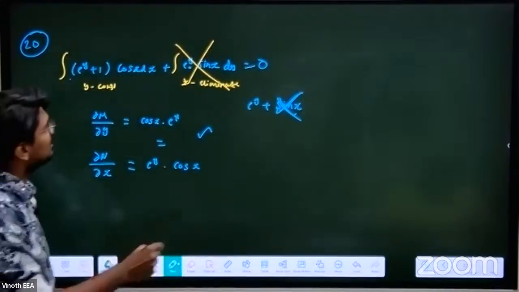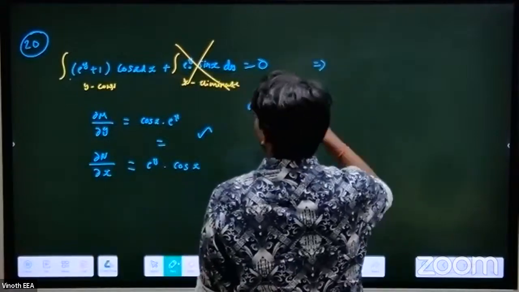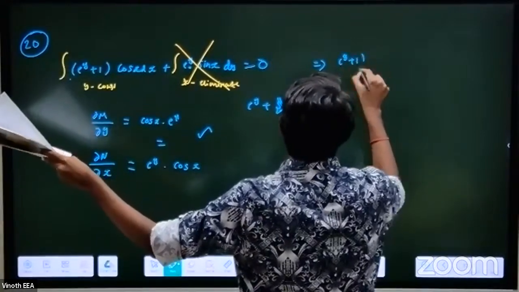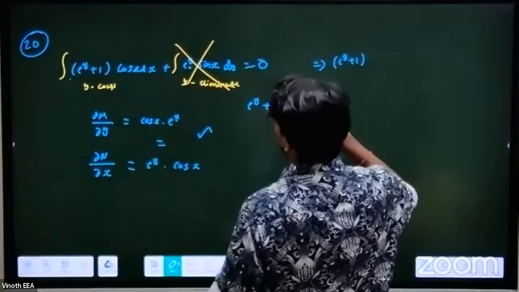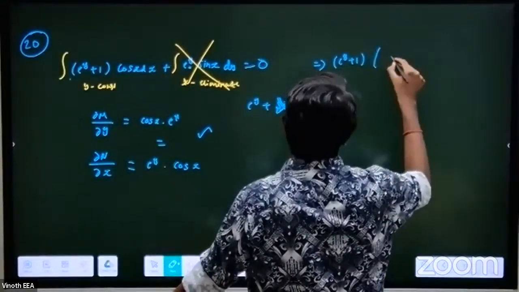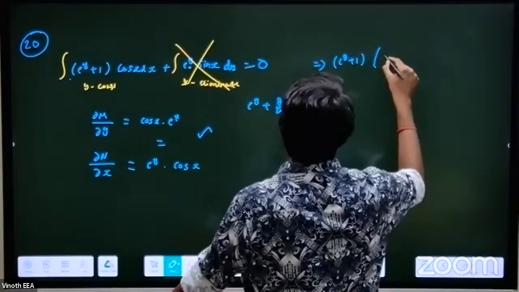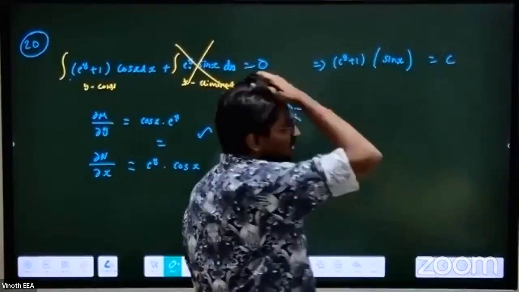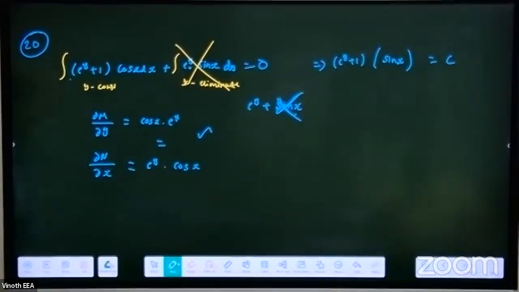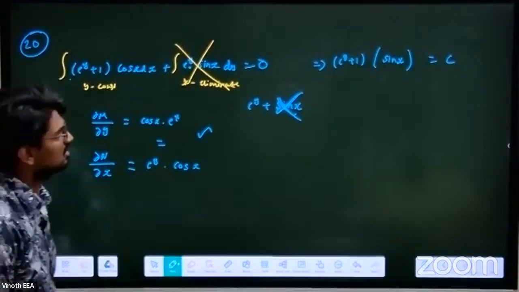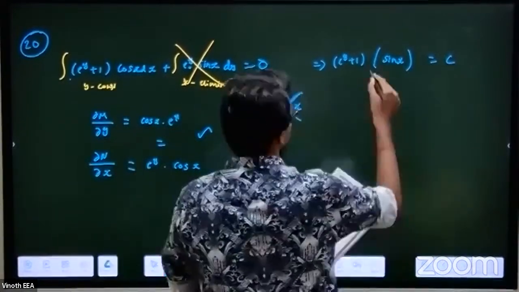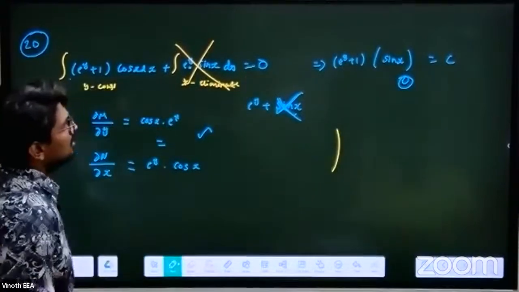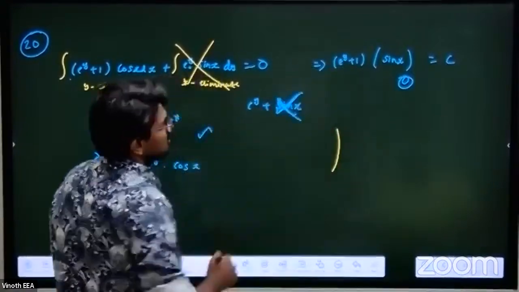Now, integration of this. e^y is constant, right? So e^y plus 1 I can take outside. The integration of cos x is just sin x, equal to a constant. Differentiation gives a minus, but integration is just sin x. The answer is option C: (e^y + 1) sin x = C.